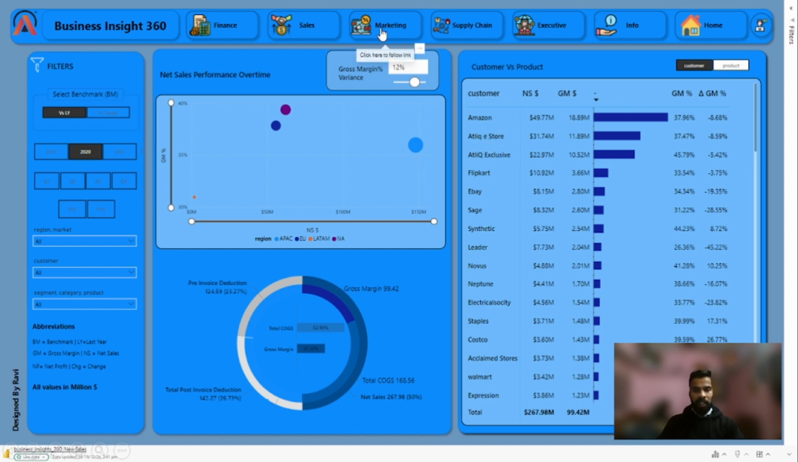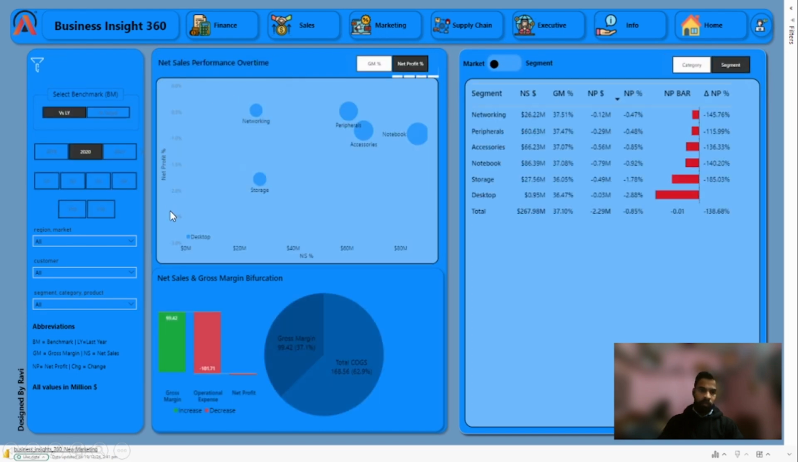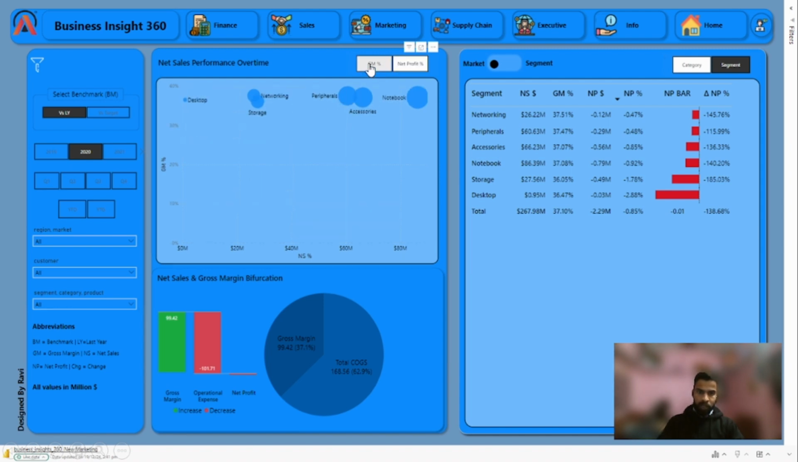Now we'll navigate to the marketing view. This scatter chart also shows the relation between net profit and net sales. Here we can switch between gross margin and net profit. So we'll switch to gross margin percentage. Now we have a scatter chart showing the relation between gross margin percentage and net sales percentage. This shows the relation between segments, and notebook has a higher net sales percentage.